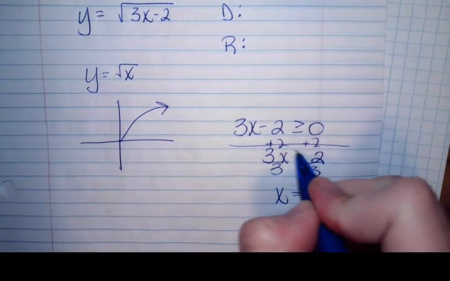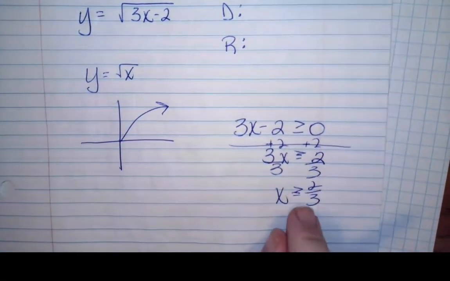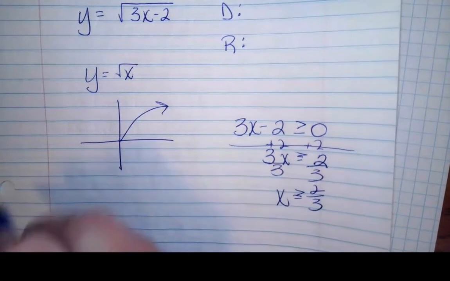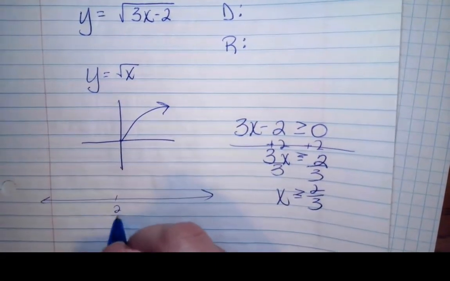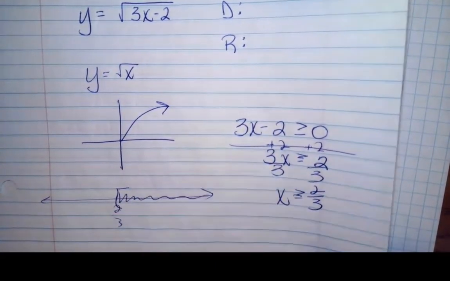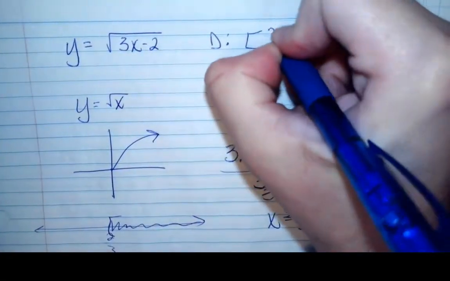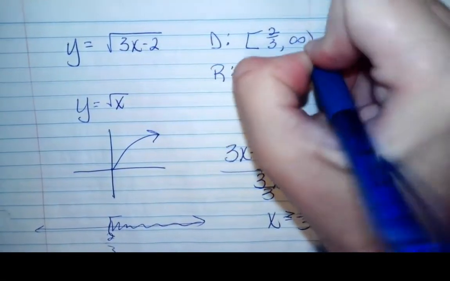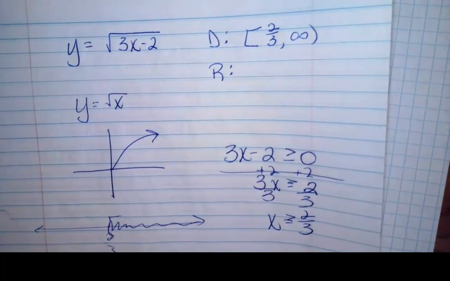Okay, is greater than or equal to. Okay, so my answer starts at 2/3. It can also be 2/3. So if you graph that on a number line, okay, you're looking at everything like that. So my domain begins at 2/3 and goes to positive infinity.